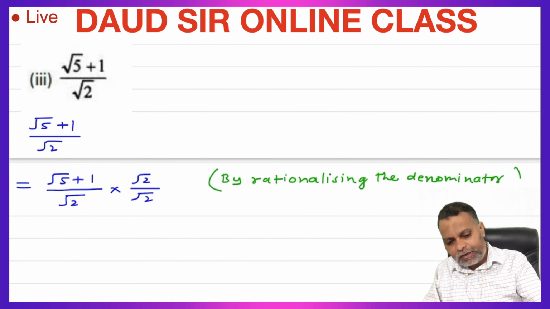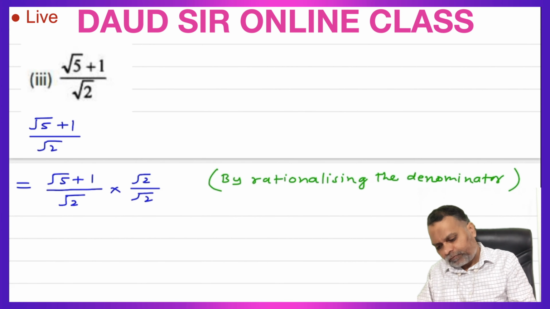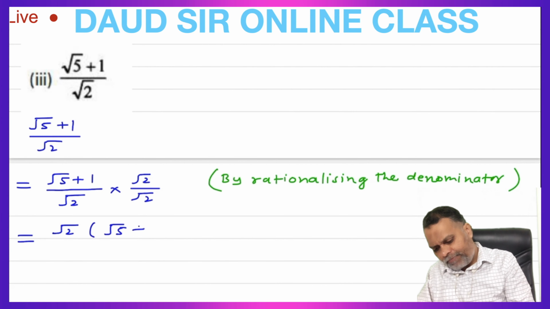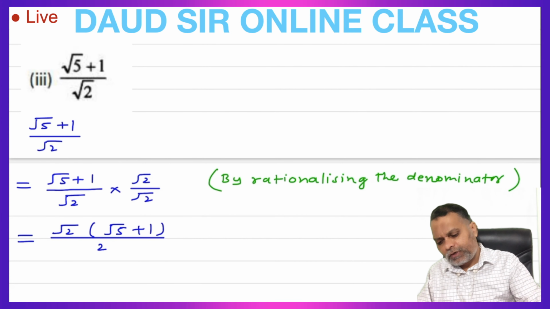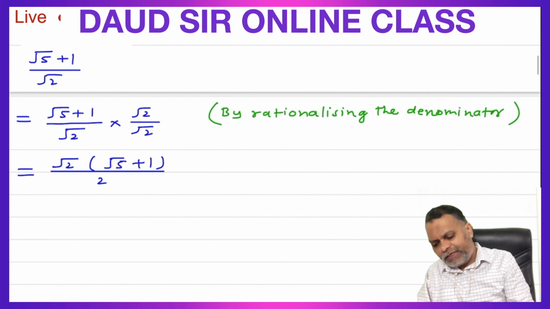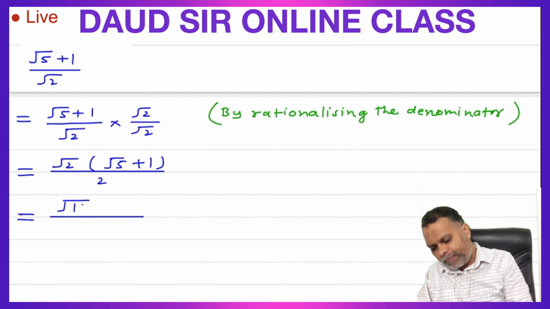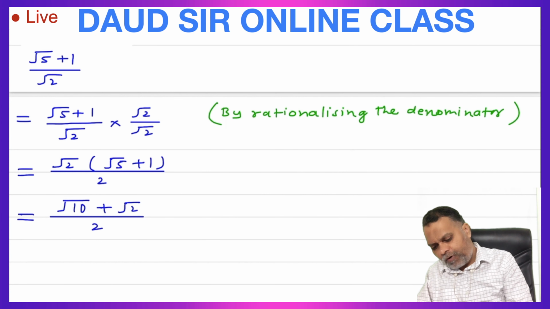By rationalizing the denominator, which is equal to root 2 into root 5 plus 1 upon root 2 into root 2, 2. Simplify this. Multiplying by root 2, it is root 10 plus root 2 upon 2.